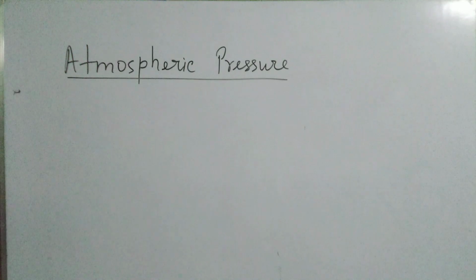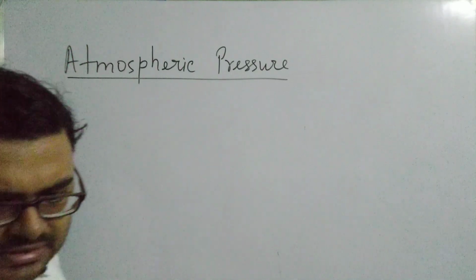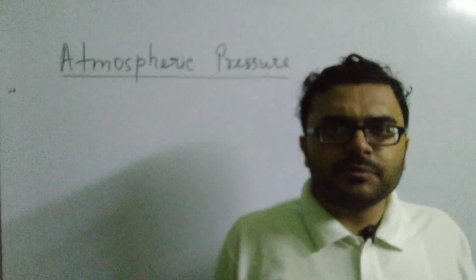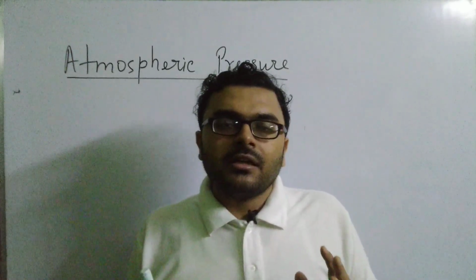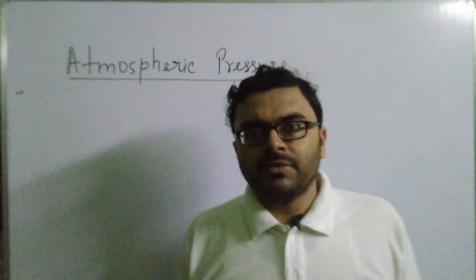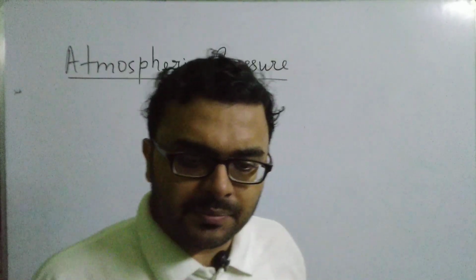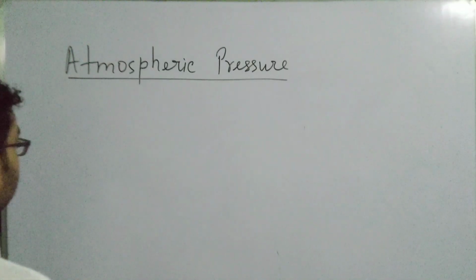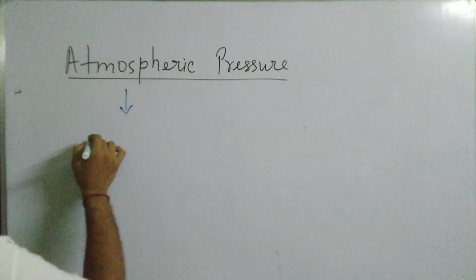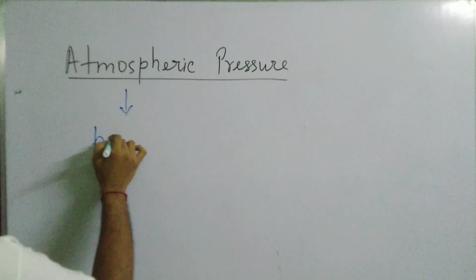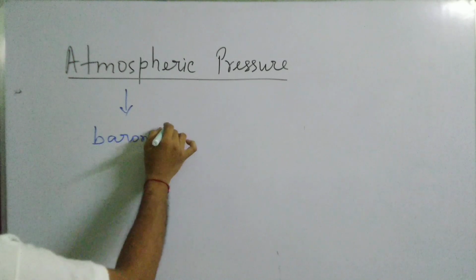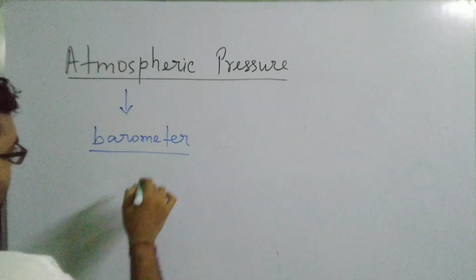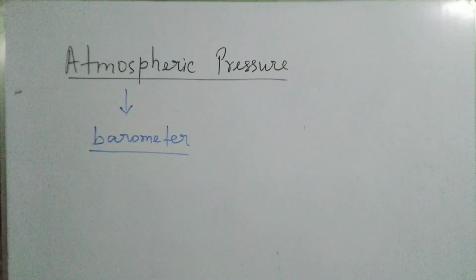Fine. Now, the next thing that we will be discussing is how we measure this atmospheric pressure. What is the instrument with which we can measure the atmospheric pressure? What is the value of the atmospheric pressure? The instrument that we use to measure atmospheric pressure is called a barometer. And there are three kinds of barometer.